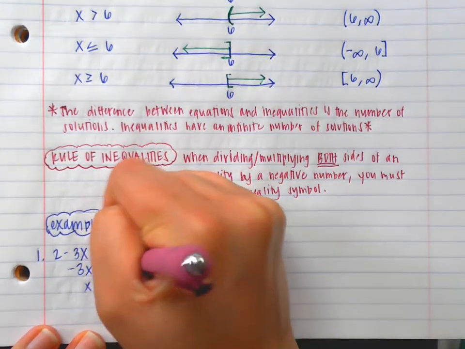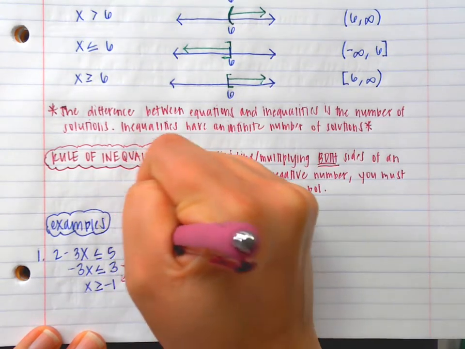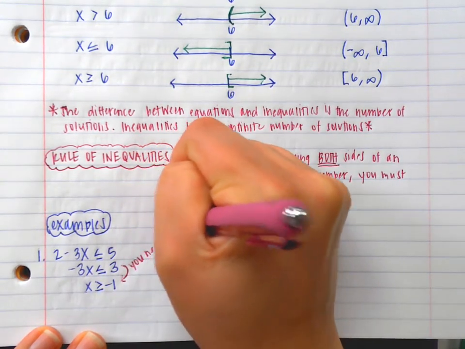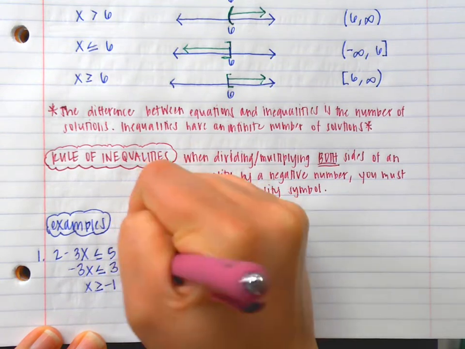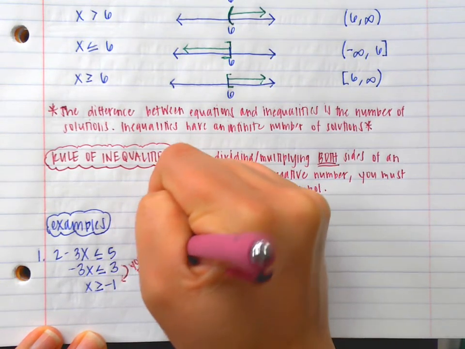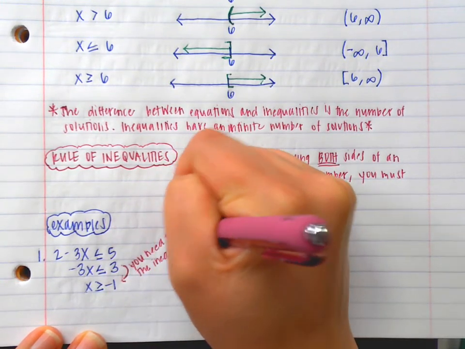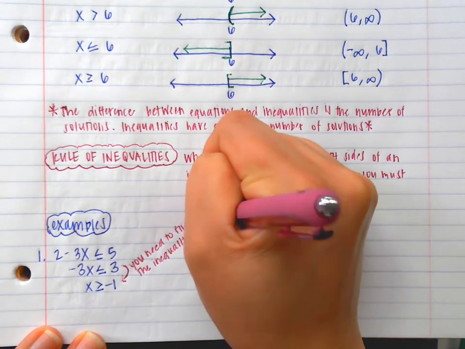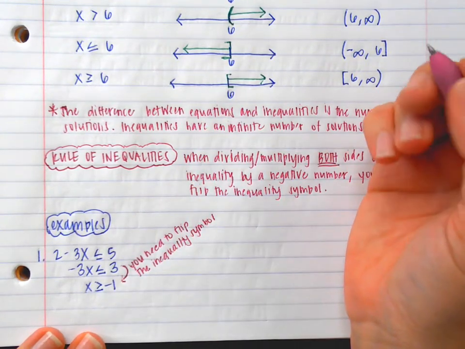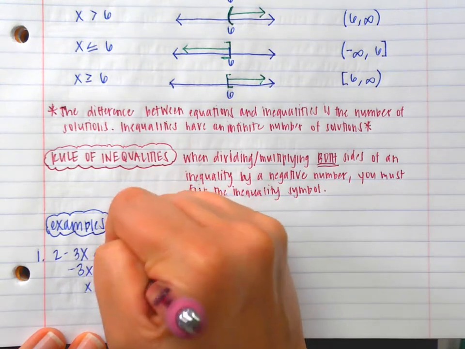So you need to flip the inequality symbol because both sides were divided by a -3.